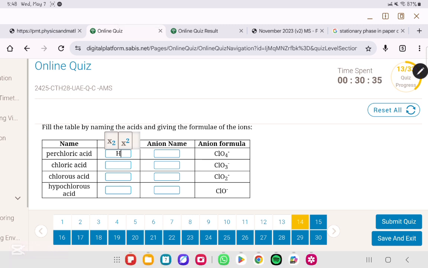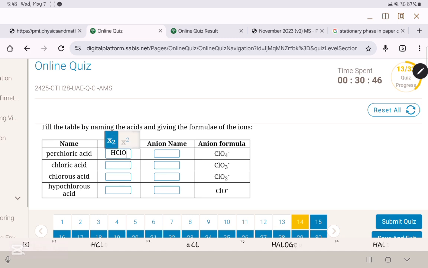So look how it goes. It is an H plus that will go with the anion. In this case, H plus with ClO4 minus will be HClO4. So very simply, it's HClO4. Same here, just put H in front of it, so HClO3. And then HClO2. I think I did the C wrong. Please make the C capital. And then HCl.